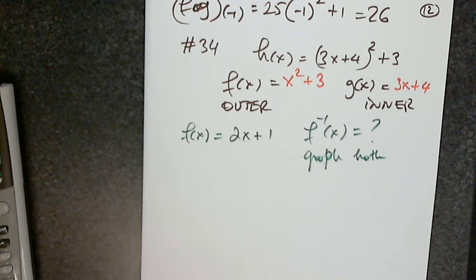It would be disappointing if you wouldn't do very, very well on this test on Wednesday, because we reviewed everything for 4 hours. So we are finding the inverse of 2x plus 1, and then we graph both on the same coordinate system.